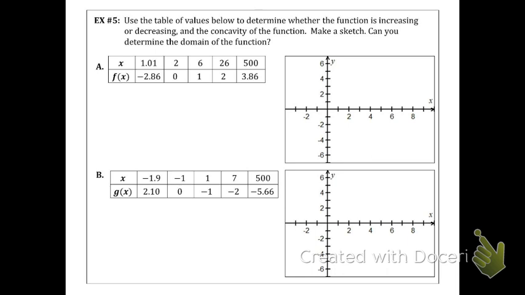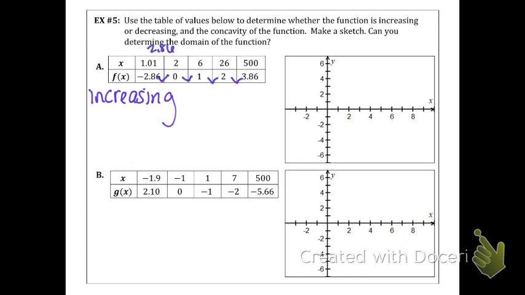All right, so we can see here that our graph is increasing. I can tell that because my y values are getting bigger. We can see that they're increasing at a decreasing rate because between negative 2.86 and 0, we increase by 2.86. Then we increase by 1, and then 1.86.